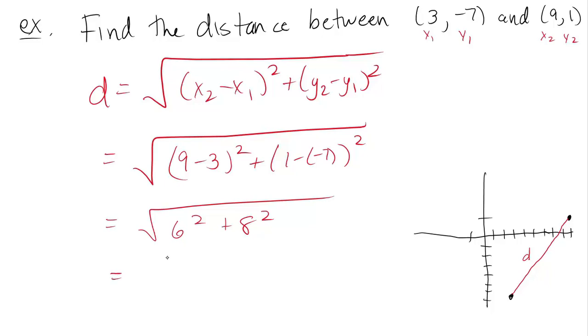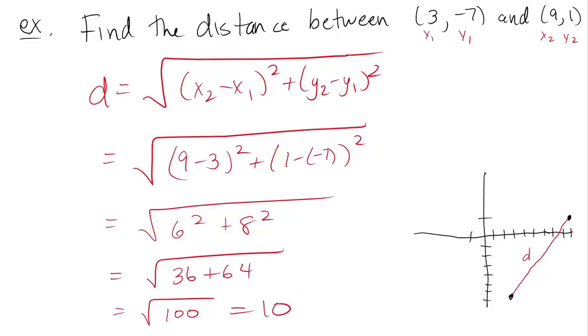The order of operations tells us that we have to square each of these numbers first, then add, then take the square root of that result. So 6 squared is 36 and 8 squared is 64. 36 plus 64 is 100. And the principal square root of 100 is 10. So the distance between those 2 points is 10 units.